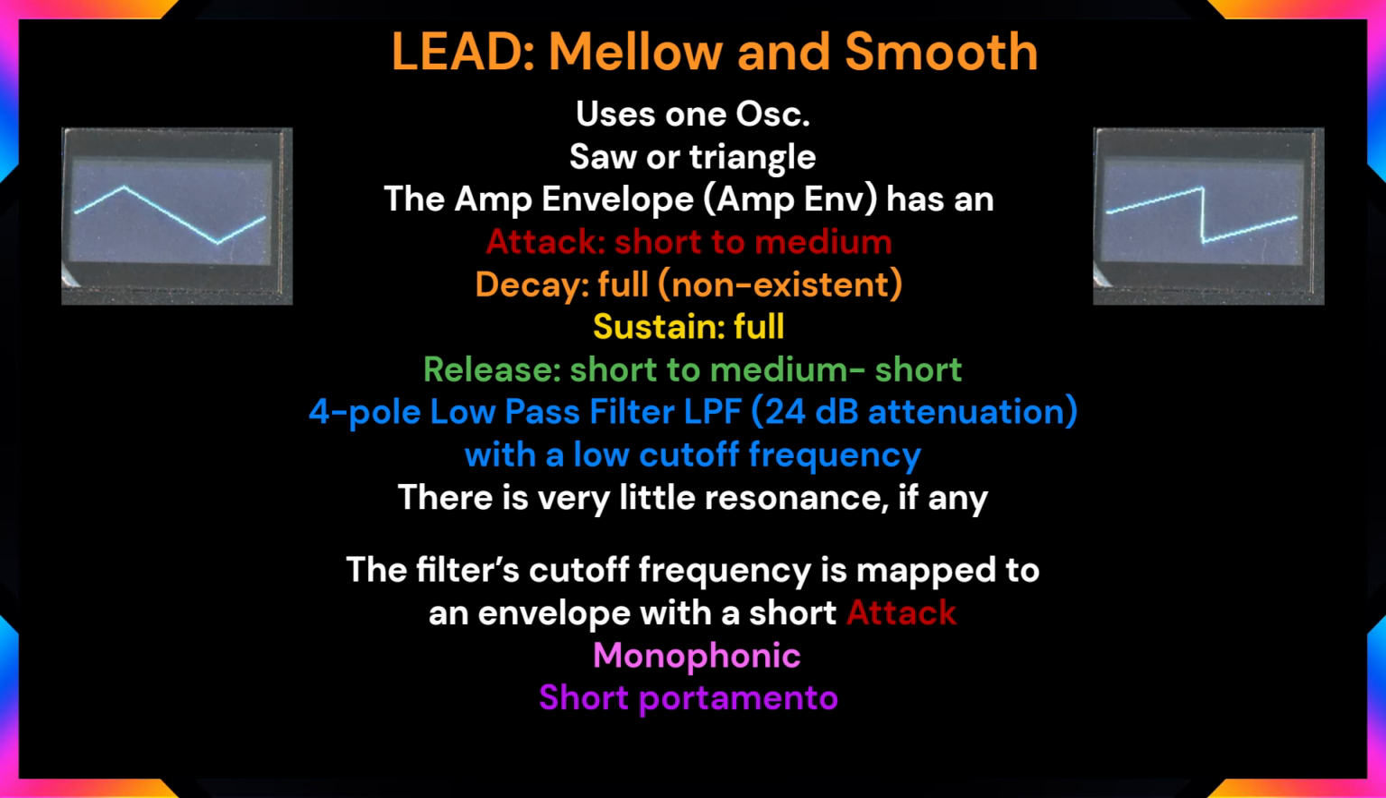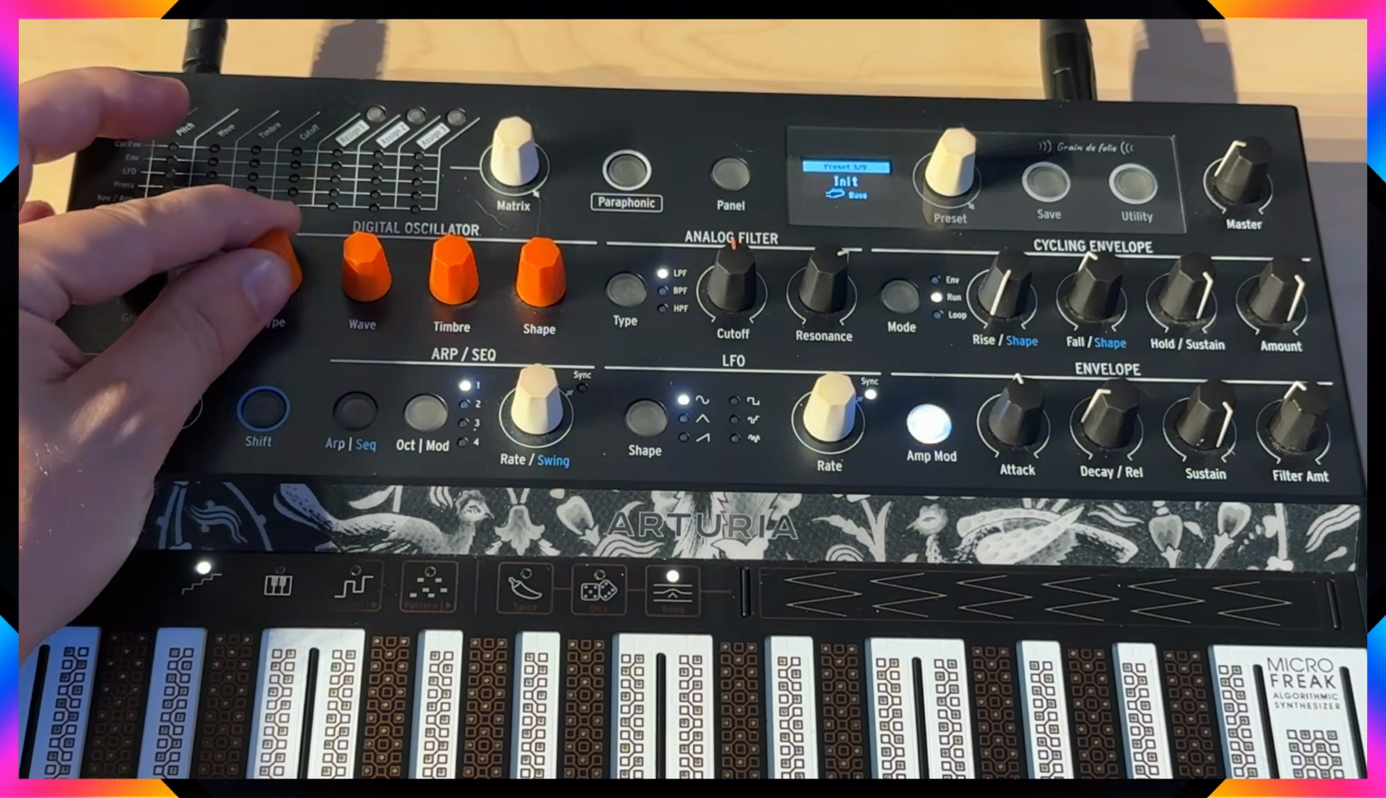This uses a 4-pole low-pass filter, which means it is 24 decibel attenuation with a low cutoff frequency. If there is any resonance, there is very little, and the filter's cutoff frequency is mapped to an envelope with a short attack. It is monophonic. There is a short glide/portamento. Mellow and smooth lead.